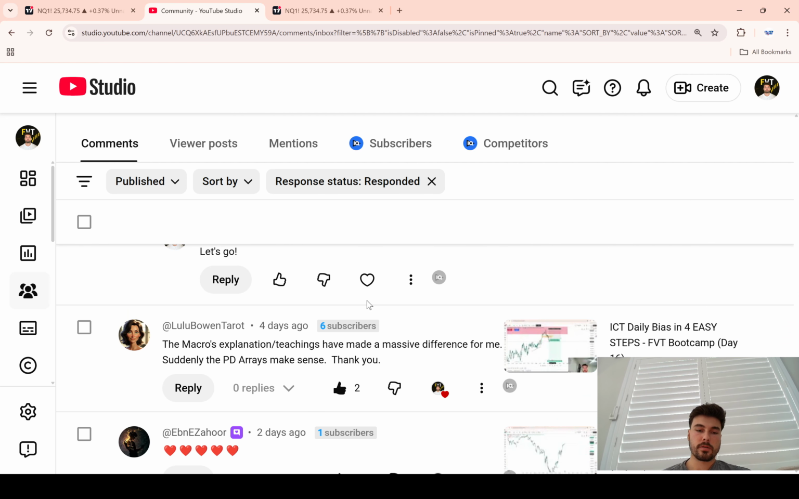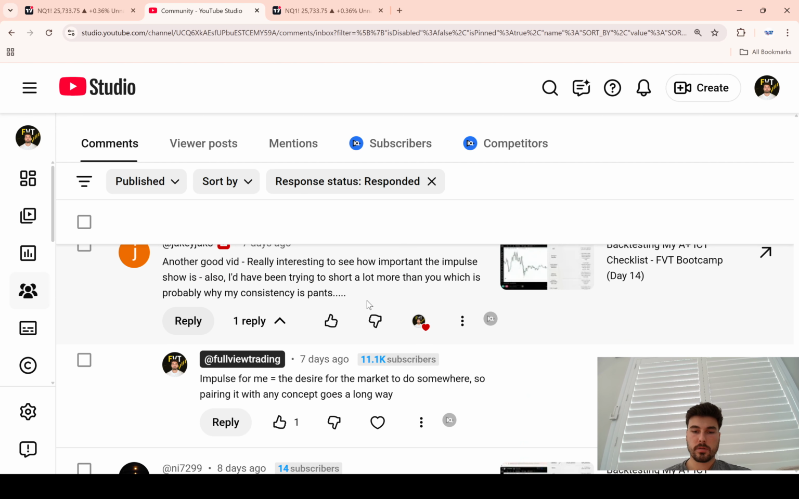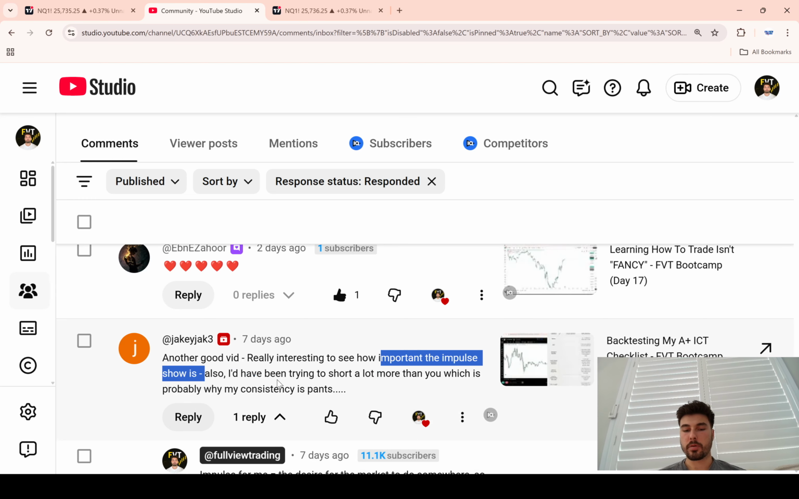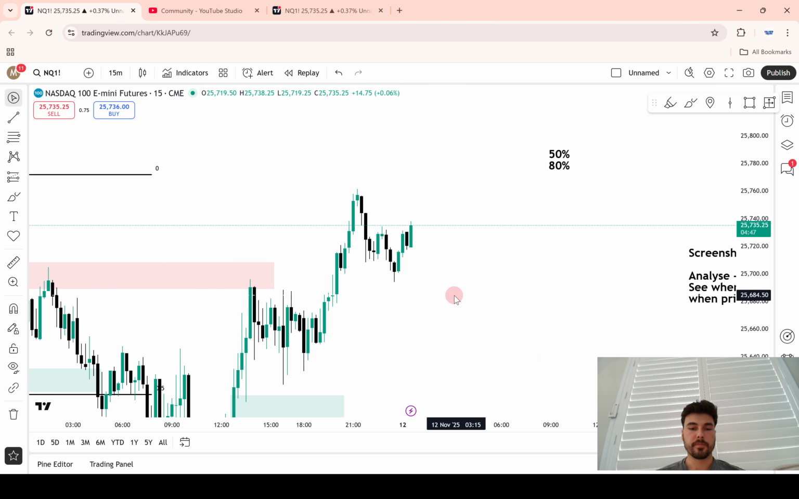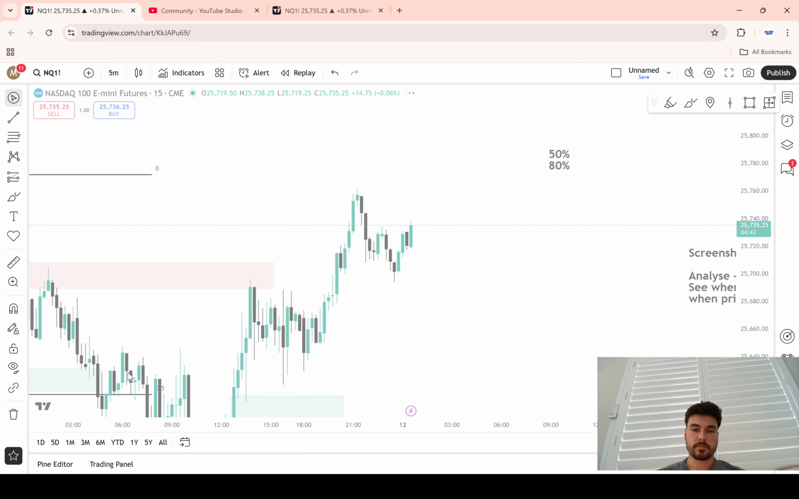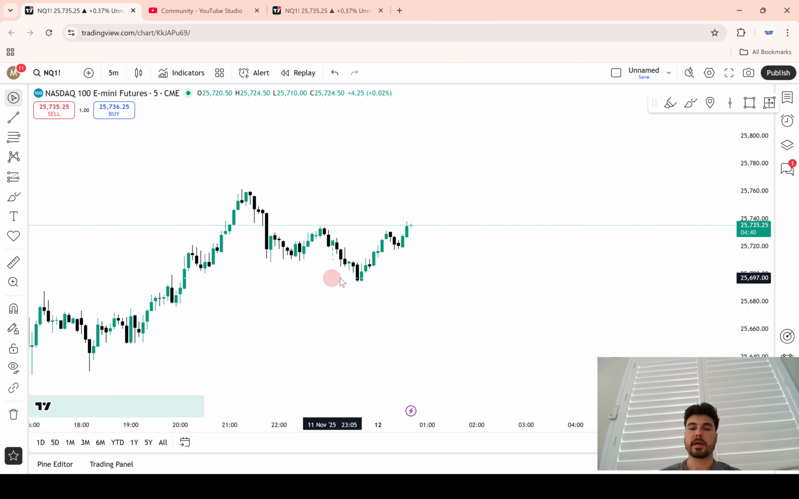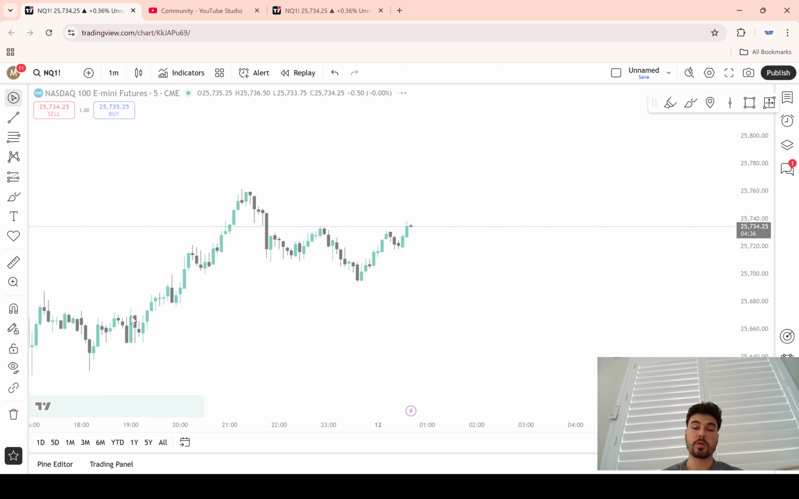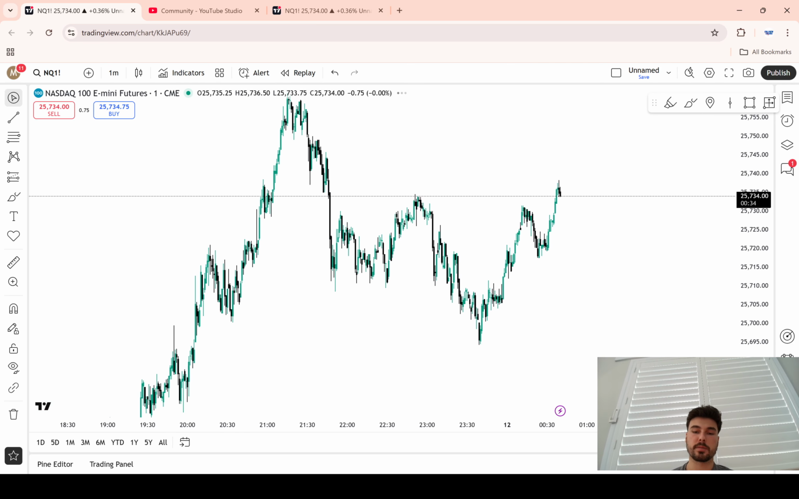All right, let's have a look. Yep, and Jake, important. How important is impulse? Very important. Like for example here, look what price has done. Look at the 5-minute chart. We've come into this 5-minute fair value gap and we've had impulse out of that gap. We go back down to a 1-minute chart. Impulse shows you what the market wants to do.